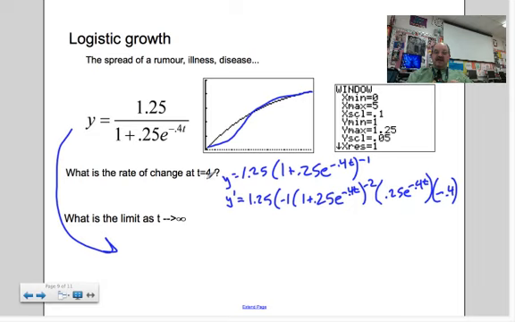Then at t equals 4, we could plug in and get a number for how the thing is changing at 4, and it might be a really big number. As t gets larger and larger, it'll get to be a relatively smaller number. In the beginning, it's going to be relatively small. There's going to be that time in the middle with logistic growth where we get a pretty steep rate of change, and then as t gets larger, we get pretty close to a 0 rate of change because, again, everybody's heard the rumor or got the disease.